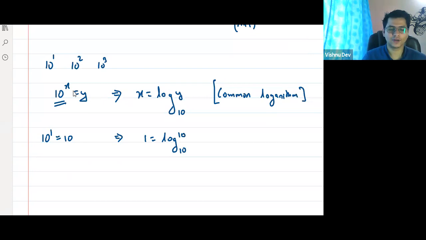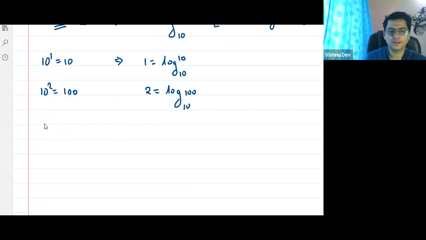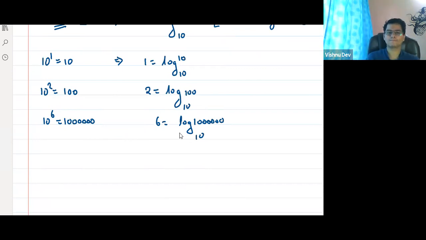10 to the power 2 is equal to 100. So if I convert into log, it will be 2 is equal to log 100 base 10. Think where I'm going. If I say 6 is equal to, say, 1,000,000, it is just 6 is equal to log 1,000,000 base 10. Now, suppose you want to measure something.